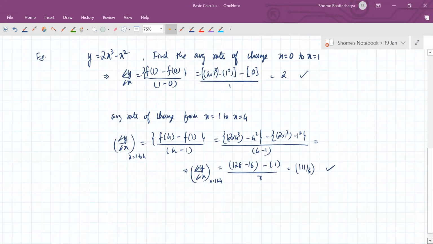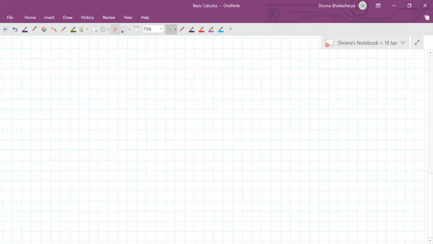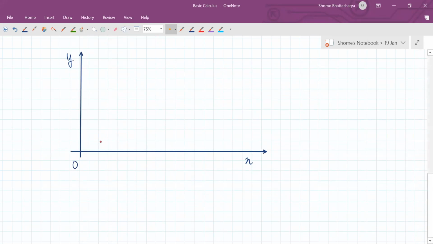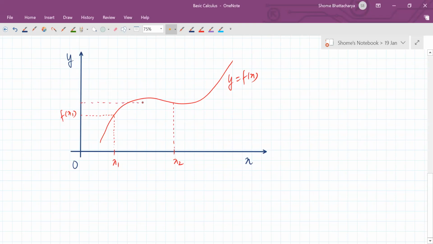Now let's also quickly go over the geometrical interpretation of average rate of change. So if the function y is equal to f(x) has a graph which looks something like this, supposing we have some kind of arbitrary function, its graph is a curve like this, y is equal to f(x). And we have selected a point x1 as this one and a point x2 as this one. Correspondingly, the y coordinate at this point is nothing but f(x1), and the y coordinate at this point is nothing but f(x2).